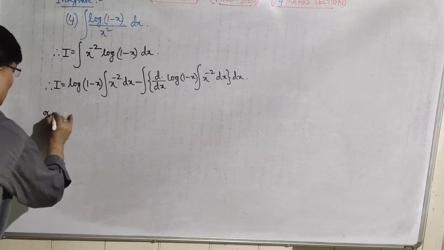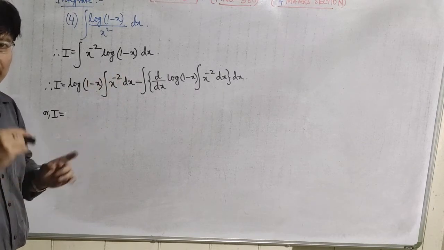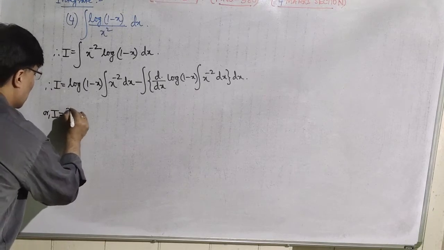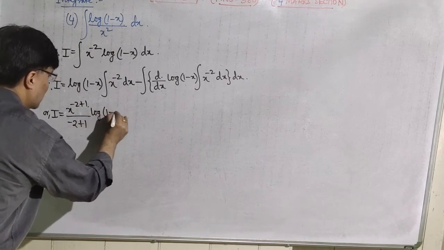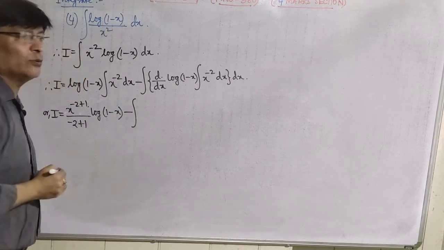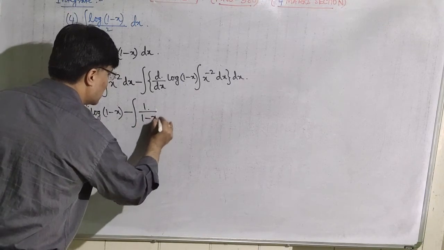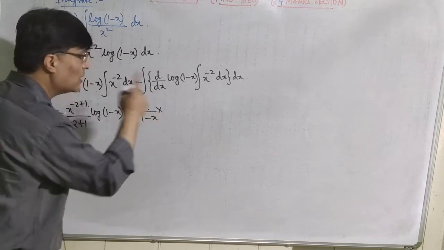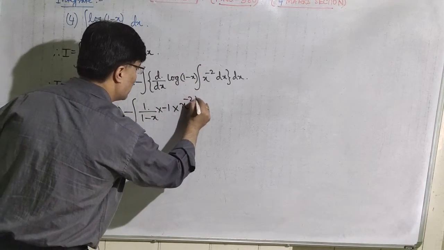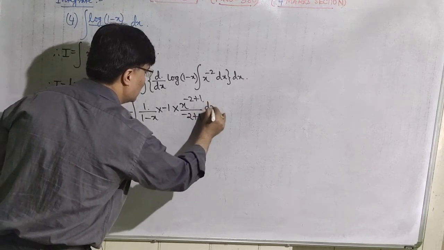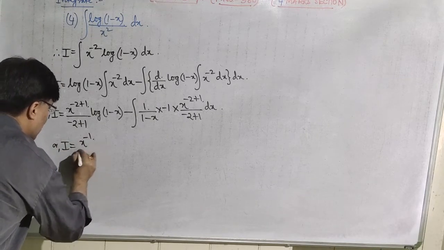So let us evaluate it. I is equal to, let us first integrate x to the power minus 2. So this is just like x to the power n. What is the integration of x to the power n? X to the power n plus 1 divided by n plus 1. But here it is x to the power minus 2 plus 1 divided by minus 2 plus 1. Then write down log of 1 minus x as it is, minus integral sign. What is dy dx of log of 1 minus x? It is in the form log x. What is the differentiation of log x? 1 upon 1 minus x into, again differentiate 1 minus x with respect to x. For 1 it is 0, for minus x it is minus 1. Into, again, the integration of x to the power minus 2, x to the power minus 2 plus 1 divided by minus 2 plus 1. Then what do we write? dx.